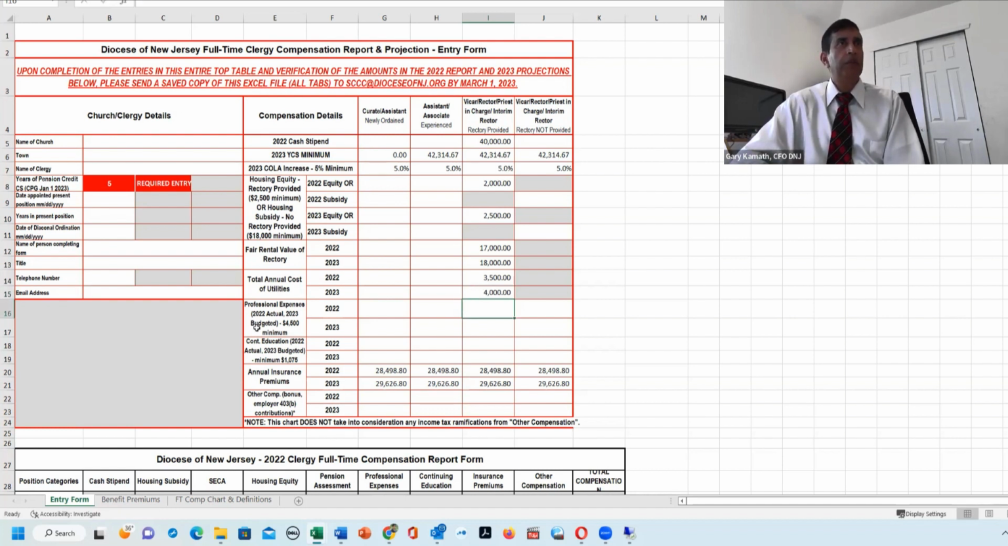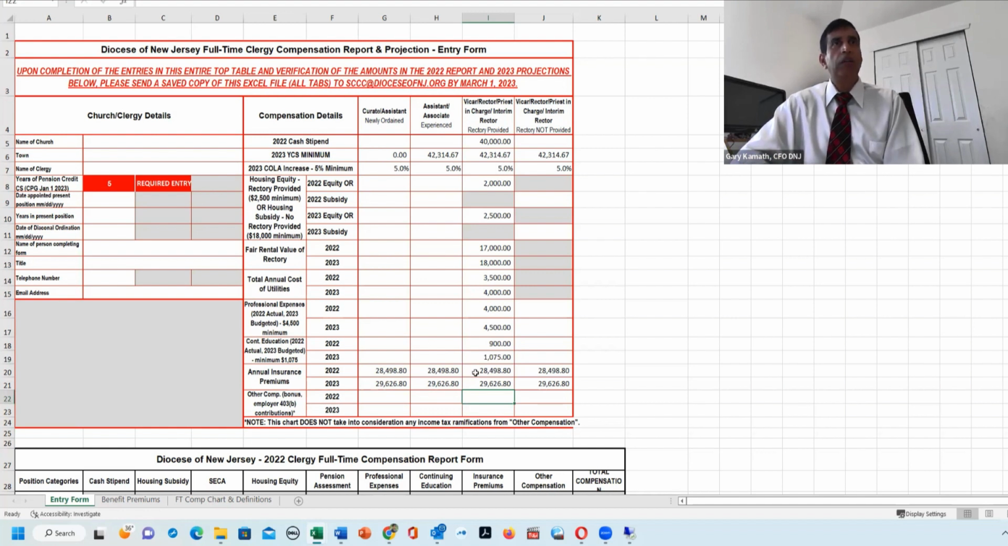Professional expenses, keep in mind, minimum we have 4,500. So for the year 2022, we'll say 4,000. You should put the actual amount, but say it's 4,000, and we'll put in 4,500 for the minimum for 2023. Continuing education, say for 2022, we'll put 900. 2023, we'll put 1,075.